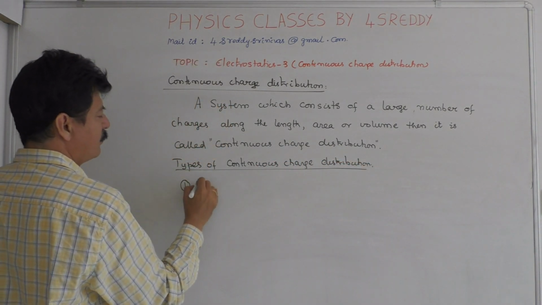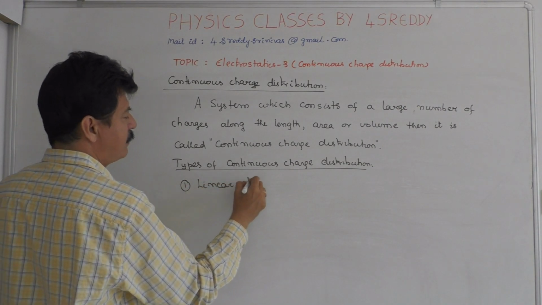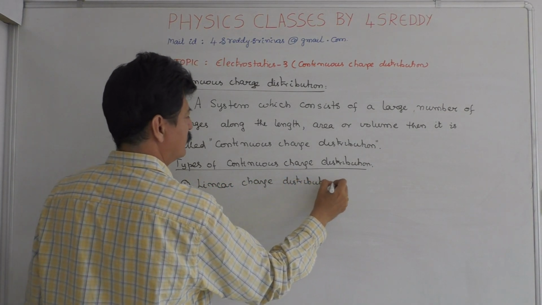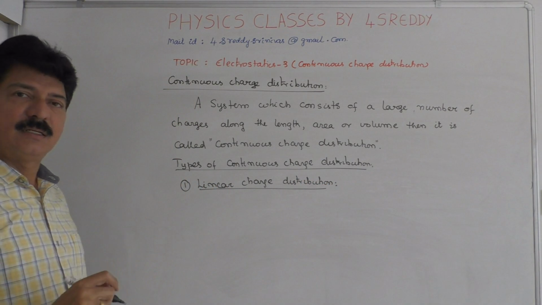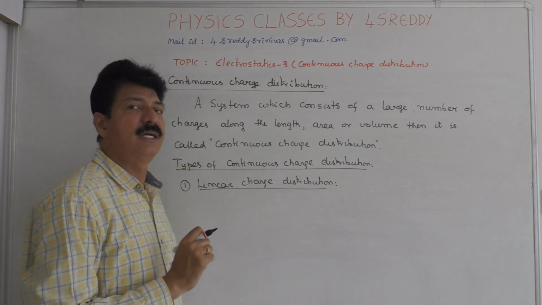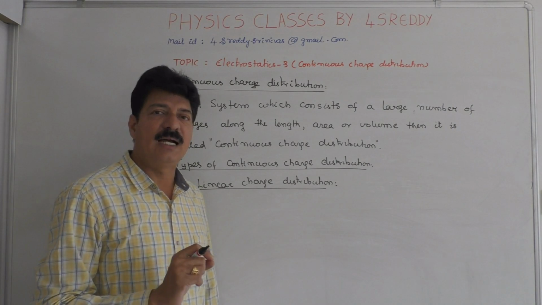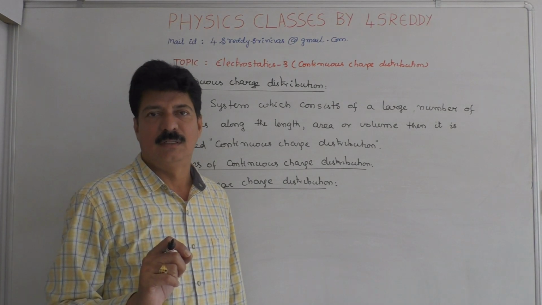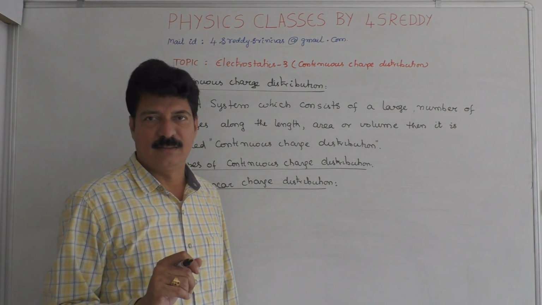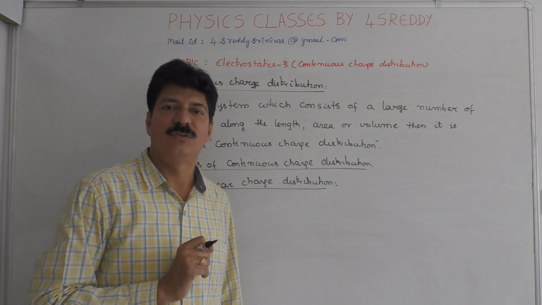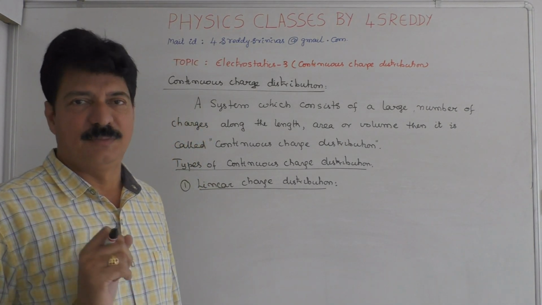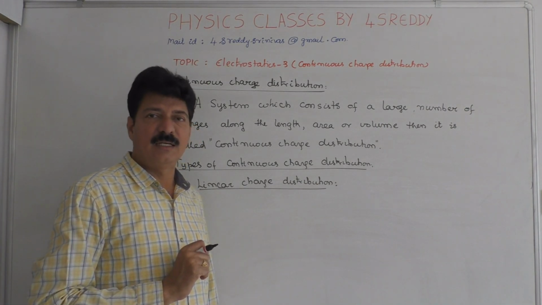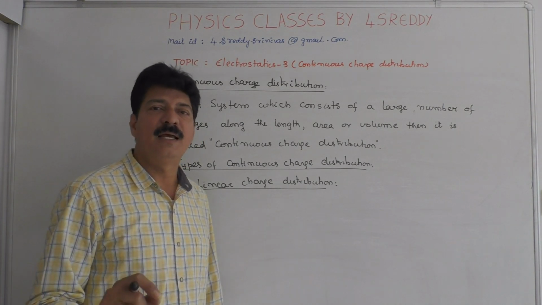The first one is linear charge distribution. Linear charge distribution means if the charge is distributed along a line or along a curve or along an arc of a wire, then it is considered to be linear charge distribution. Then the corresponding linear charge density is nothing but the charge per unit length.